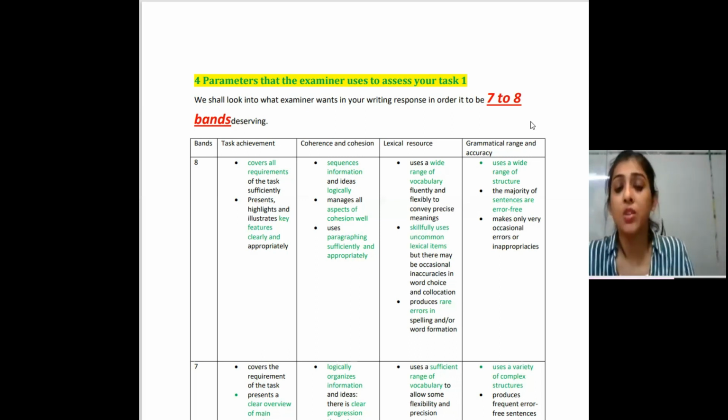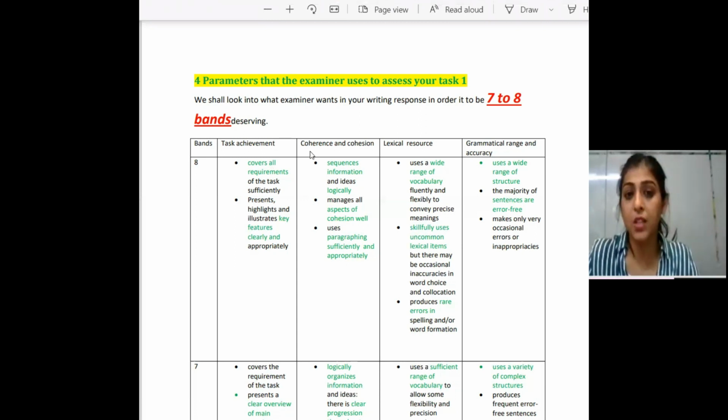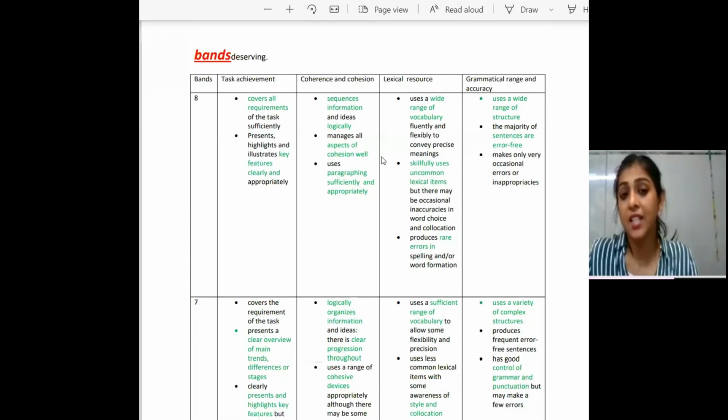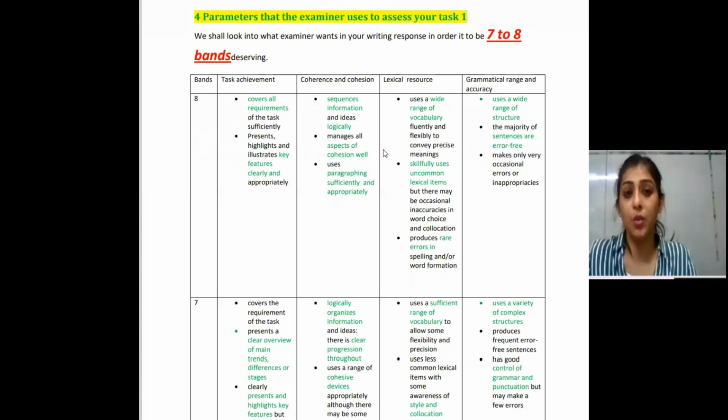That's report writing. So in order to score 7 to 8 bands in your report writing, there are some criteria that the examiner follows. So there are 4 parameters. They are task achievement, coherence and cohesion, lexical resources, grammatical range and accuracy. So on the basis of these 4 criteria, the examiner assesses your writing task. So students who are confused about what those parameters are on which their writing task is judged, this video can help them a lot.